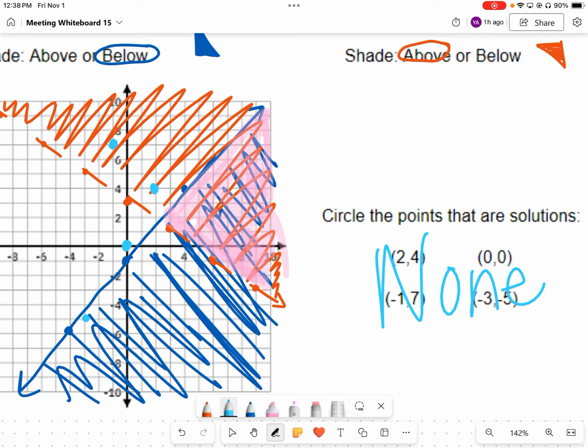But we could name a random one. Let's say we want to do like this one right here. 6, 0 would work. We could do 4, 4 because it's on the solid line. So there's an infinite amount of points that could be in the solution set. You would just have to name them.